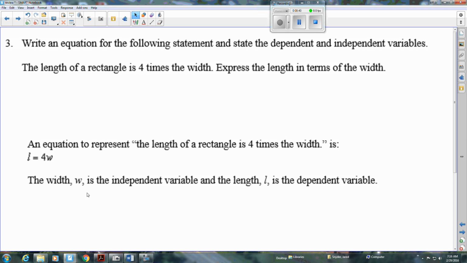The width is going to be the independent variable, because remember, that one's over here, and the L is going to be the dependent variable. And the reason why we know that is the independent variable has something being done to it, whereas the dependent variable depends on what happens to the independent variable.